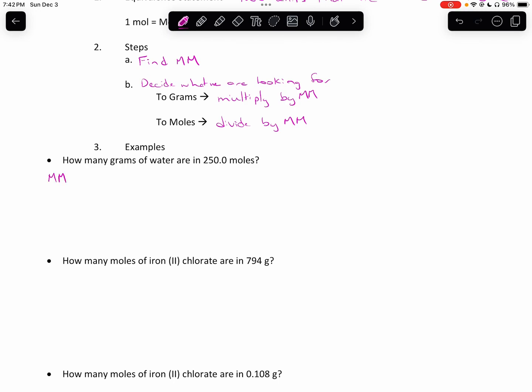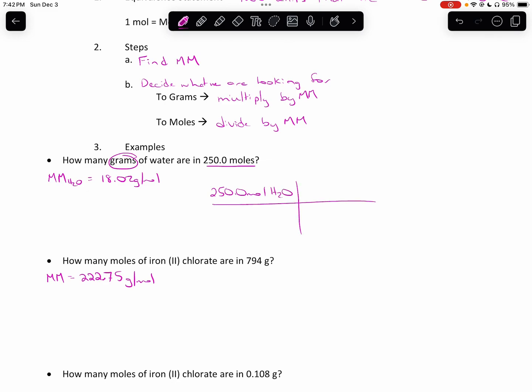Remember our molar mass of water, you can flip back in your notes, was 18.02 grams per mole, right? And then our molar mass of iron 2 chloride was 222.75 grams per mole. All right, so let's see if we can do this. So remember, kind of breaking it down, we're going to underline what we know. We have 250 moles. We are looking for grams. So on our T-chart, we're going to put what we underlined, the 250 moles of H2O.